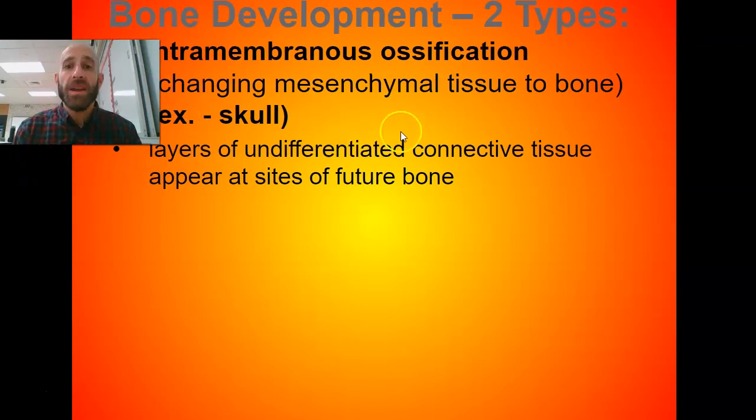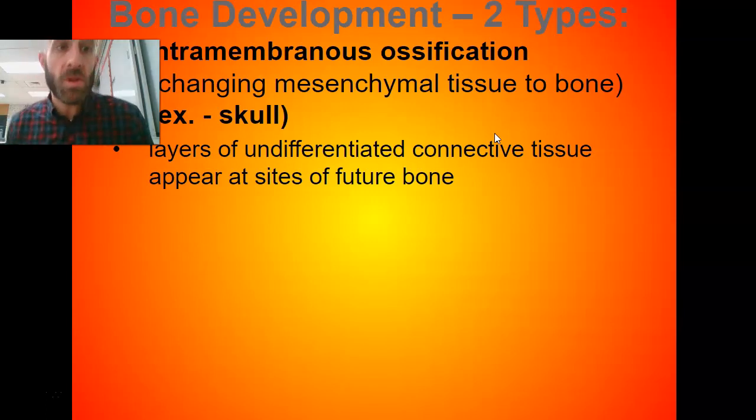Basically, you have layers of undifferentiated connective tissue that appear where future bone occurs. So when does this process happen? This process happens when you're an embryo. When you're first developing, these are the bones that form first in a developing fetus or embryo, during the early stages of development. Your skull actually forms first. That's the first part of your skeletal structure that forms during development. These layers are not differentiated yet. These are still what we consider stem cells, and they are going to become connective tissue. They just show up at areas where bone is going to occur.